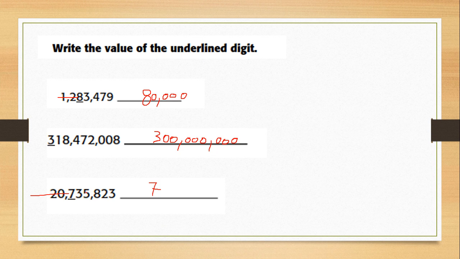1, 2, 3, 4, 5. So we have 5 digits before the underlined digit. What should we do here? Yeah, super. We will replace these digits with zeros. So how many zeros should we put here? 5. Great job. Let's put them. So if I ask you about the value of the underlined digit here, you will tell me it's 700,000, right?